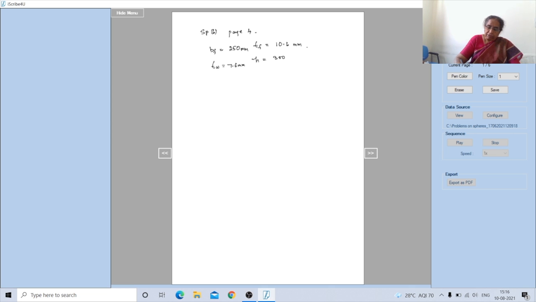Then, referring to page number 44, table 10. Why are we referring to this? If you open page 44, see here, the first one in table 10 is the rolled I section. Second, the welded I section. Third, hollow sections: circular, square and rectangle. Next is the welded box section. Then below that you have channel, angle, T and solid sections. The figures are also there.